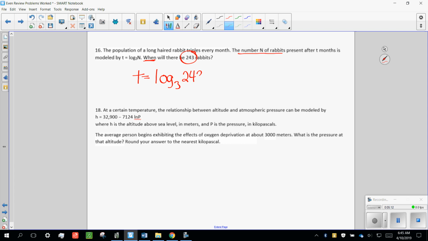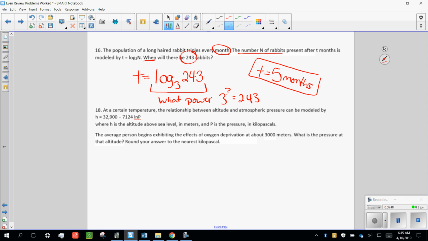What's the log base 3 of 243? If you have your cool little half sheet, you don't even have to type that in your calculator. You will know that 3 to the 5th power is 243. Because what this logarithm literally says is, what power do I raise 3 to, to get 243? And so we know that t equals 5, and t is a number of months. So in 5 months, you'll have 243 rabbits.